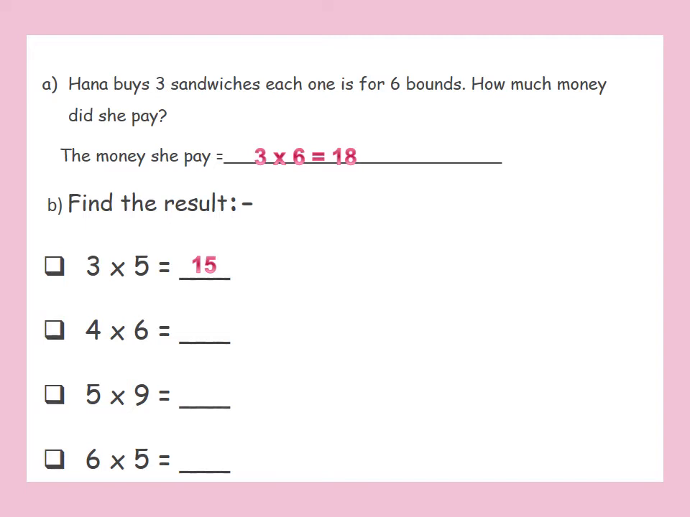Then, 4 by 6, 24, super, primary 3. The next one, 5 by 9 equals 45. And the last one, 6 by 5 equals 30.